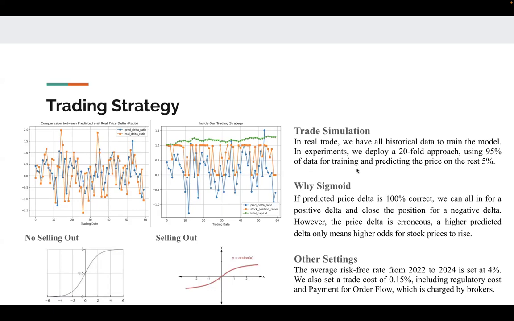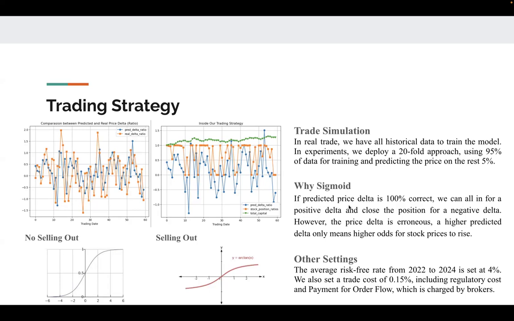In real trade, we will have all historical data to train the model and predict the next price. However, in our experiments, we deployed a 20-fold approach, using 95% of the data for training and predicting the price on the rest 5%. Why do we need a sigmoid function?